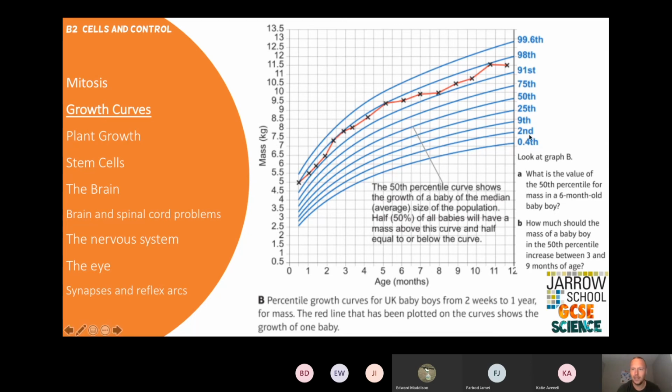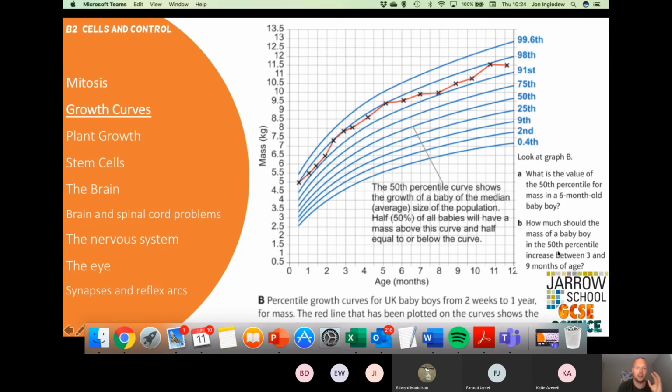Other questions that could come up is things like this. So analyzing the graph, what is the value for the 50th percentile for a mass of a 6-month-old baby boy? So you would have to look up 6 months up to there till you get to the 50th percentile, and then you would move across. So this one here, that would be 7.9 kilograms. How much should they increase? Something like that. So you would find the first value, and then you would find the second value, and you would take the small number away from the big number and find the increase. It could say as a percentage increase.